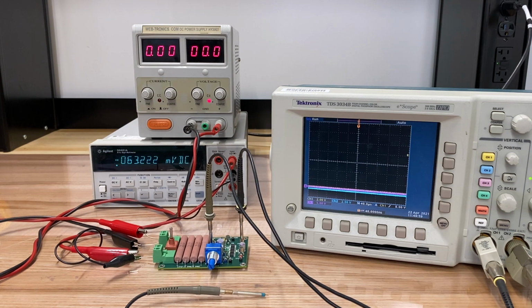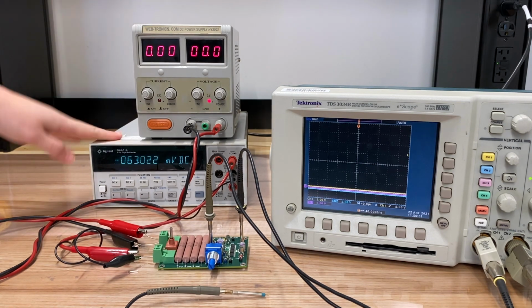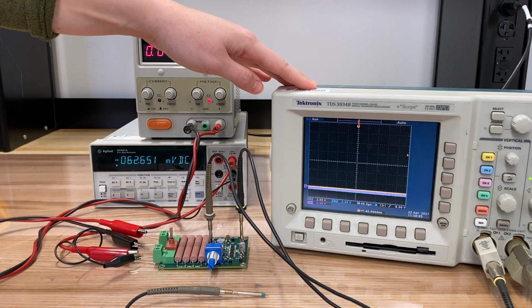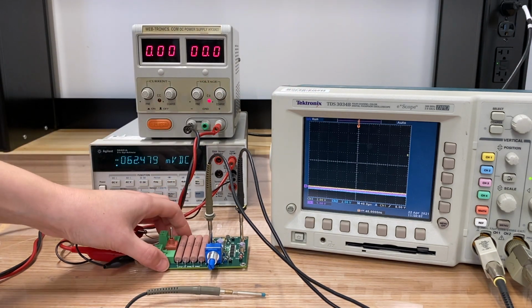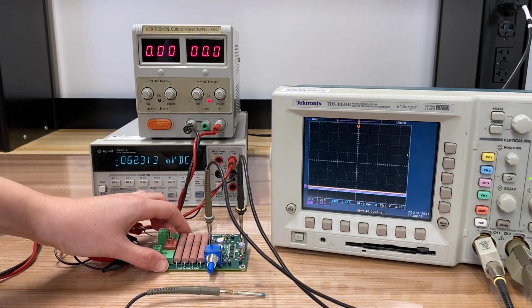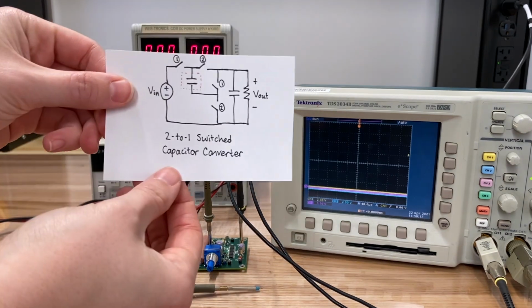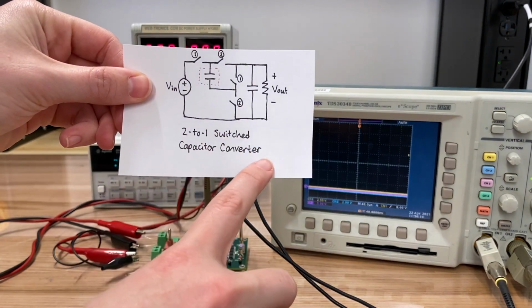So for our setup, we've got a voltage source for our input, we've got a multimeter to take a look at our output voltage, we've got an oscilloscope to look at some waveforms, and we've got our switch capacitor converter circuit. This circuit has the following topology. It's a 2-to-1 switch capacitor converter.